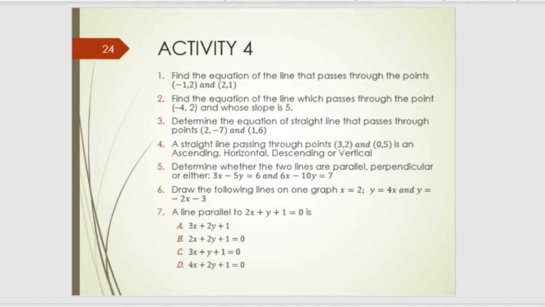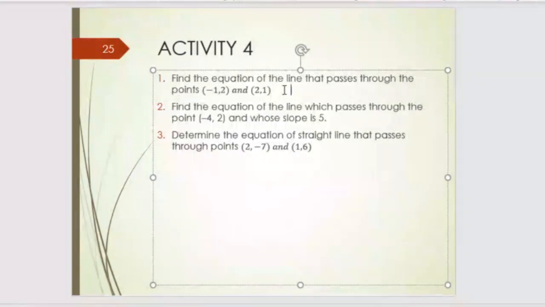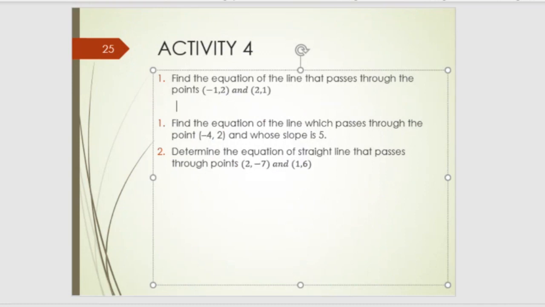Let's look at this activity that we have. The first one says, find the equation of the line that passes through the points -1, 2, and 2, 1. Yes, we've got these 2 points. Let me take this space here. So suppose we have something like this: find the equation of the line that passes through the points -1, 2, and 2, 1.